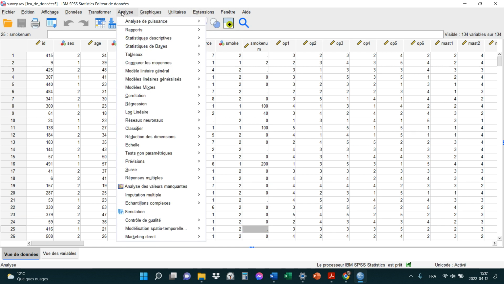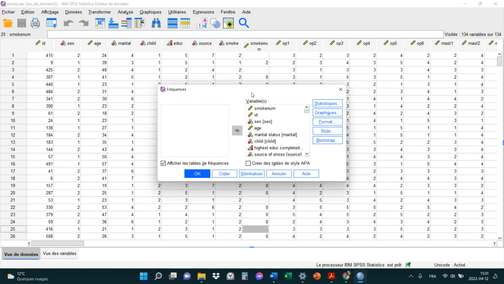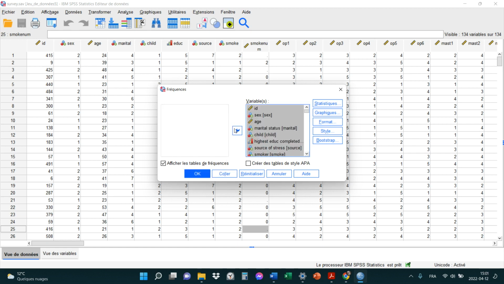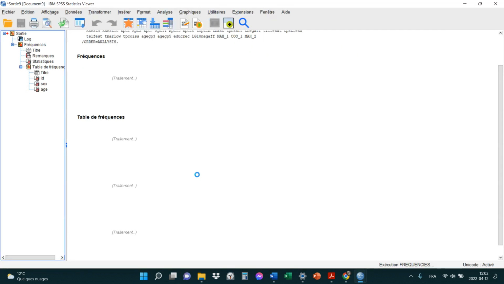Vous allez dans Analyze, Descriptive Statistics, Frequencies. Okay? And I had already done this, so I'm going to undo it here. Hold on a second here. You're going to select all your variables, right? So you're going to select all of them, and you're going to put them in. And that's basically it. Okay? Make sure it says afficher les tables de fréquence, and you go OK.